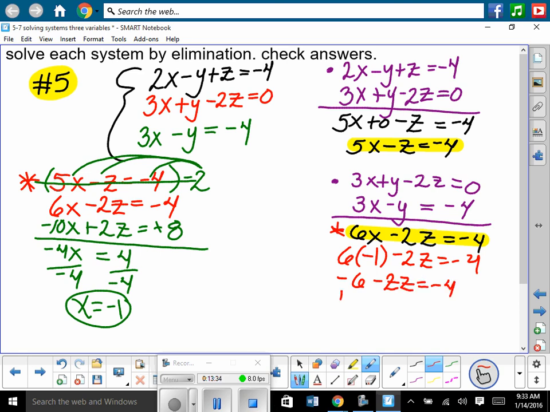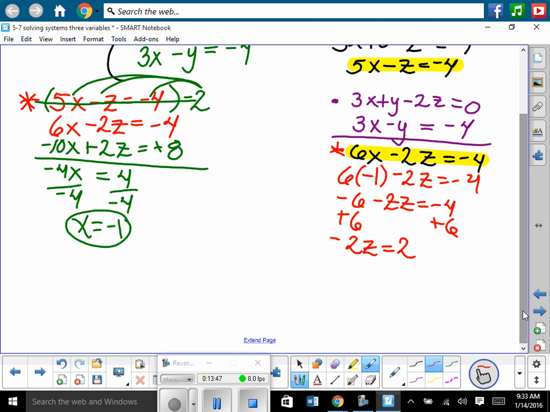So I'm going to add 6 to both sides. So I have negative 2z is equal to 2. Then we'll divide both sides by negative 2. And we get z is equal to negative 1. We have x and z. Yay. Only one more variable to solve. And the last variable is the easiest. Yes. Okay. Are you sure? Yeah.